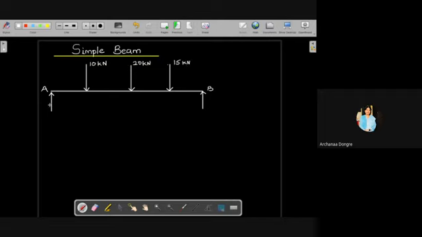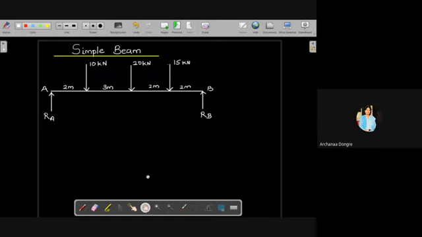And here there will be some reaction. You may say it as RA or VA and RB. Now we are ignoring here the horizontal reaction because all loads are vertical only. Let's take this distance as say 2 meter, 3 meter, 2 meter, 2 meter. So these are the lengths we have taken.